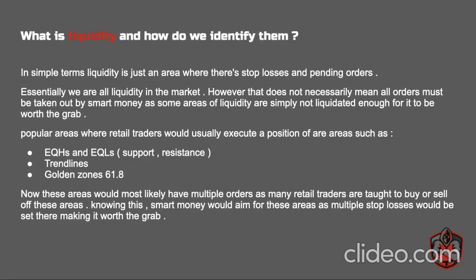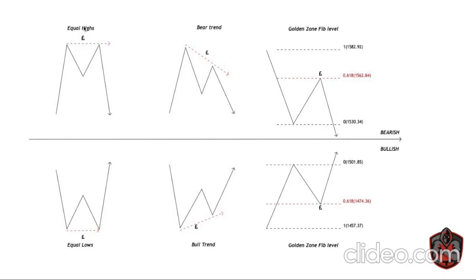Now, if I go back to the last slide, remember when I was talking about the popular areas where retail traders would usually execute their positions? Those are areas of what we deem as liquidity in the market. So, we have our equal highs, our areas of double tops and resistance. When we identify these levels, we would mark that out as an area of liquidity. Same thing for equal lows. When we identify double bottoms or areas of support, we'd identify that as liquidity. Same thing for a bear trend.